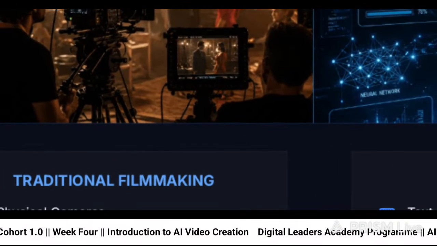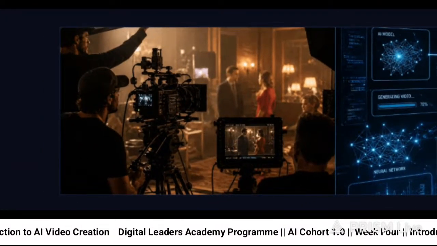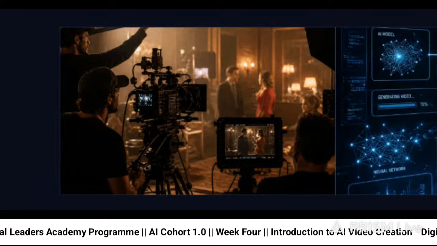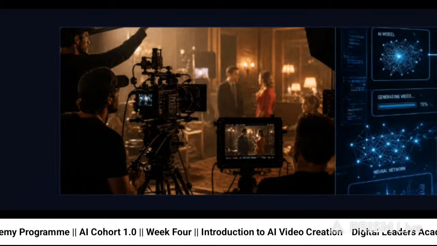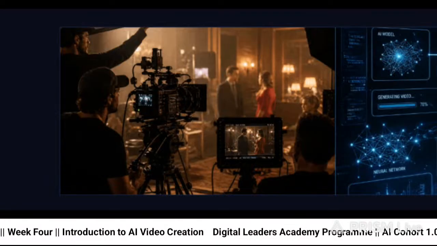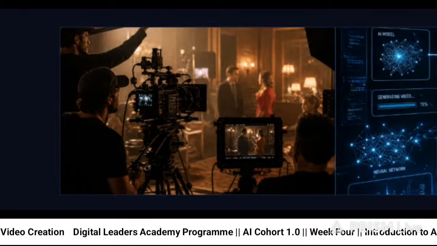Let's look at this image that we have right here. This is a traditional videography setting. This is how it looks. You can see the presence of cameras everywhere, and the artificial, cinematic lighting, just to create a scene.